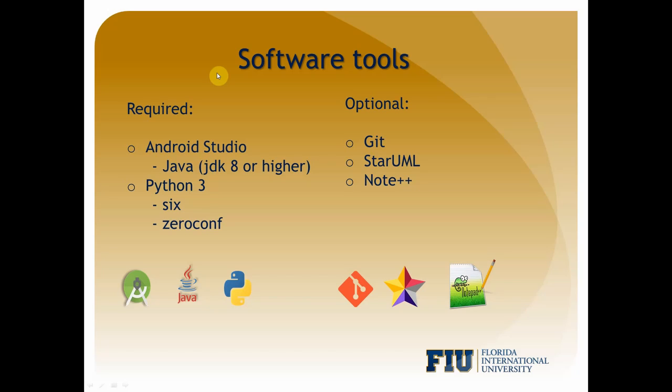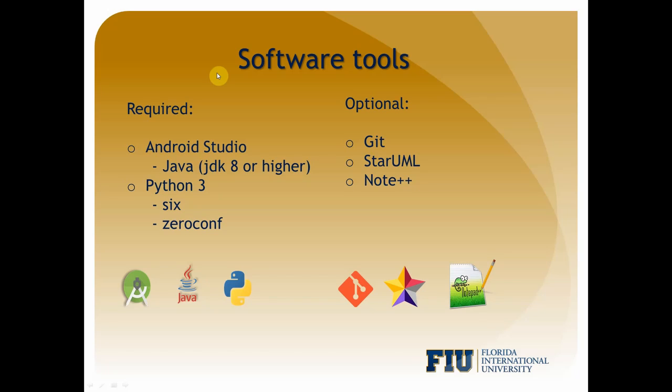Android Studio is just the IDE to work with this code. Python 3 is used to test the application. We have something called the pad emulator, which is software that simulates a pad, and Python 3 is the software used to simulate this virtual pad. And six and zeroconf are just modules used to be able to run this file.